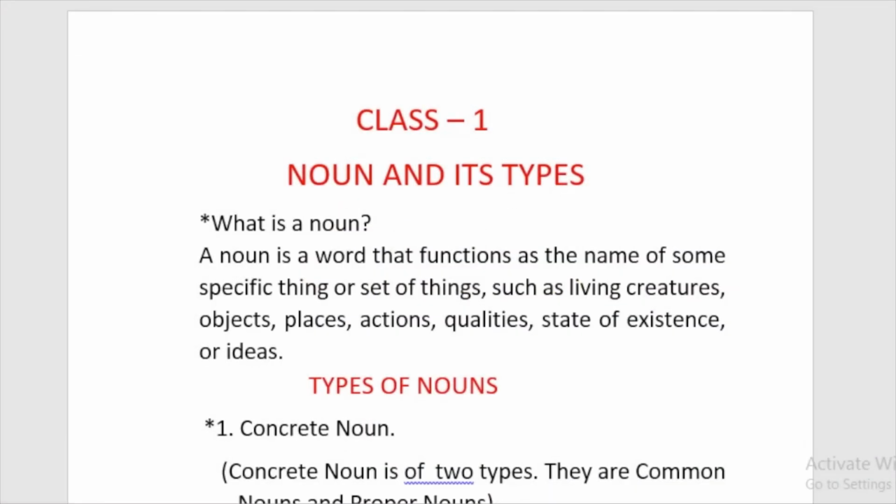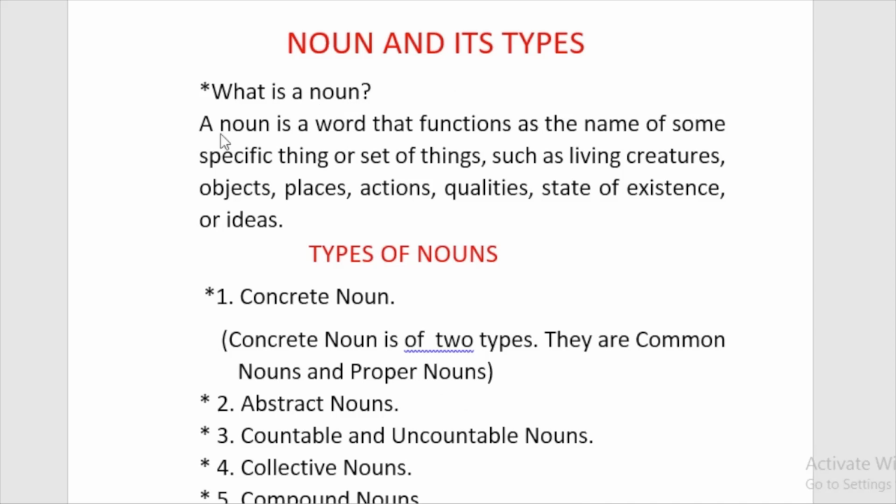Today we are going to see noun and its types in our class 1. What is a noun? A noun is a word that functions as the name of some specific things or set of things such as living creatures, objects, places, actions, qualities, state of existence or ideas.